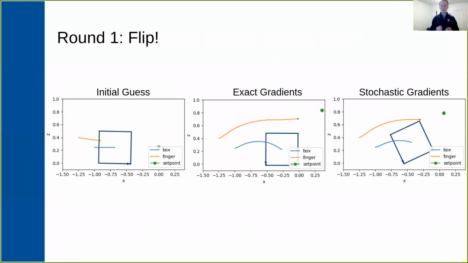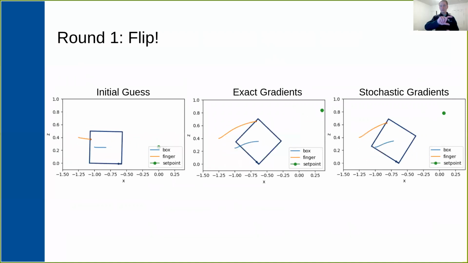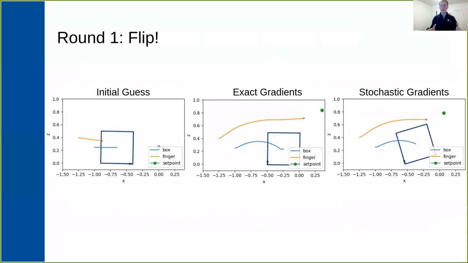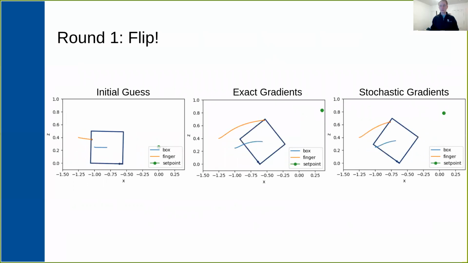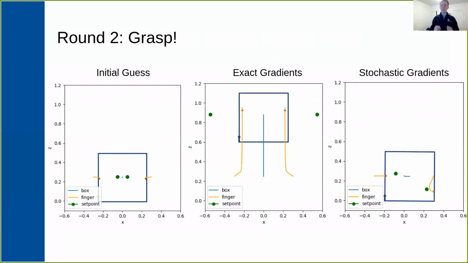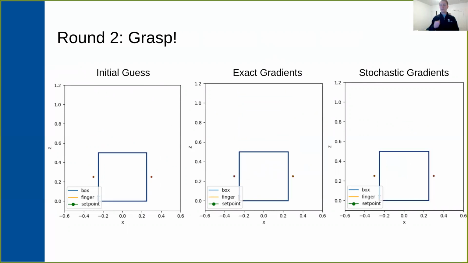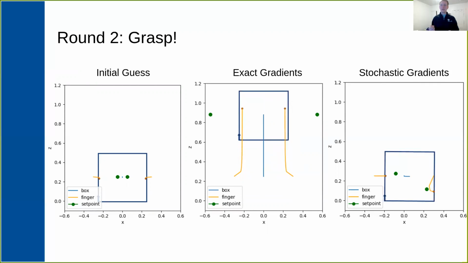If we look at a simple manipulation task where the goal is to flip this box by 90 degrees, we see that both the exact method and the stochastic method can successfully solve this problem. If we move to a more complex task where the goal is to lift this box to unit height, we see that the exact gradient method is able to successfully lift the box, whereas the stochastic method is unable to find a solution that lifts the box.